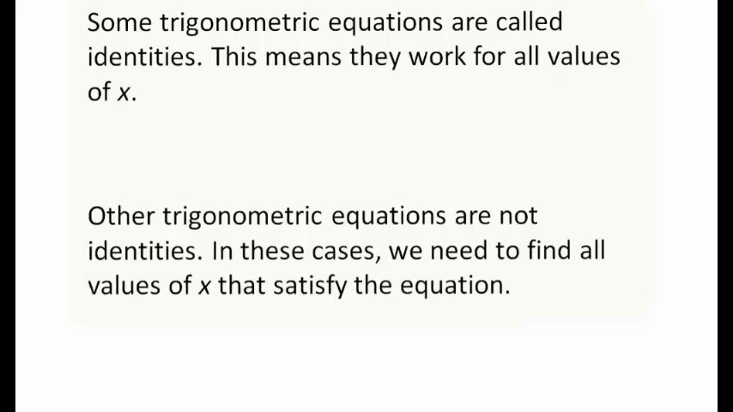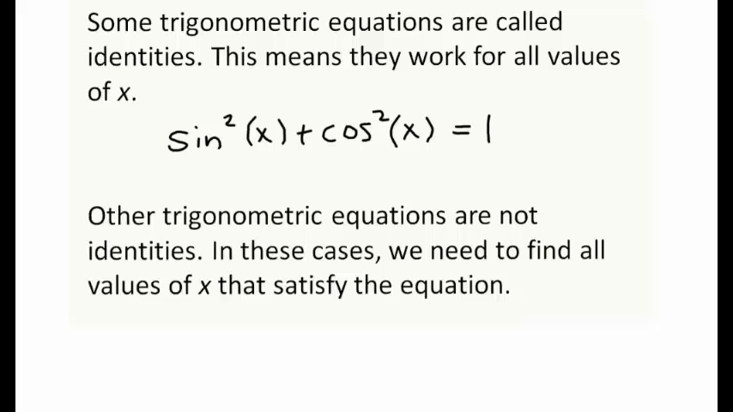It's going to be beneficial for us to distinguish between two different cases. The first case is the trigonometric equations that are called identities. For example, sine squared of x plus cosine squared of x is equal to 1. This is called a trigonometric identity because it works for all values of x.